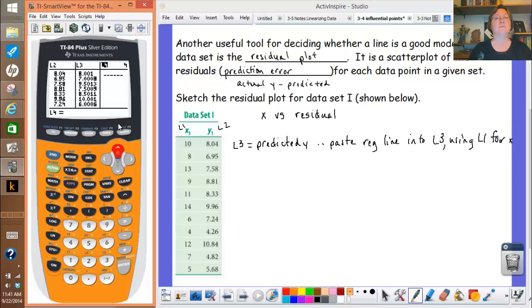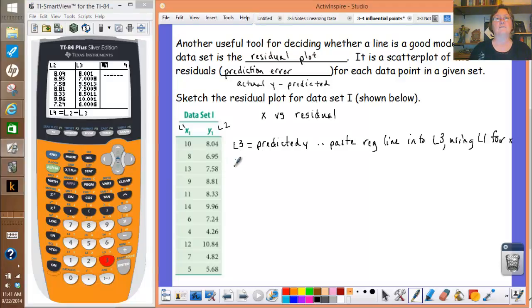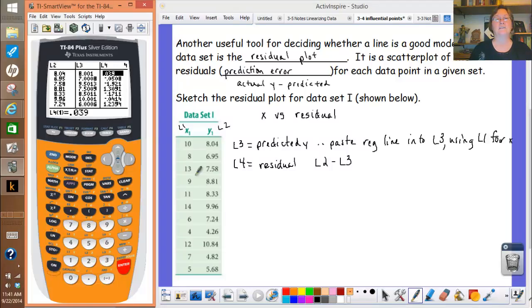To get the residual, you'll remember that that is actual y minus predicted y. Our actual y's are in list 2, so second 2. Our predicted y's are in list 3. So I want to just write out here, our list 4 is going to be the residual, and we're going to do that by doing list 2 minus list 3 on the title. Go ahead and hit enter, and here are all of our residuals.